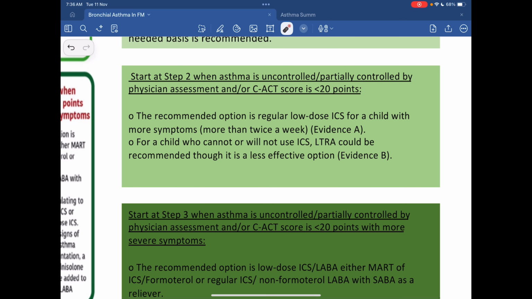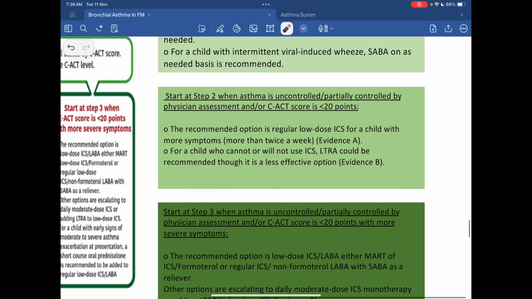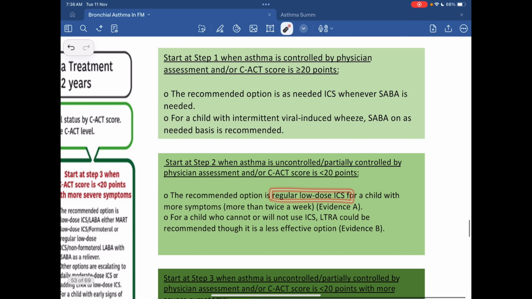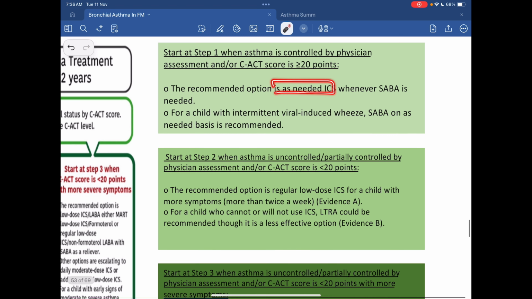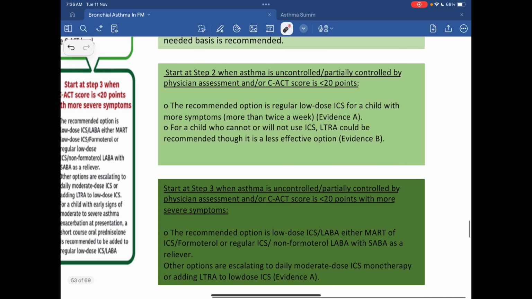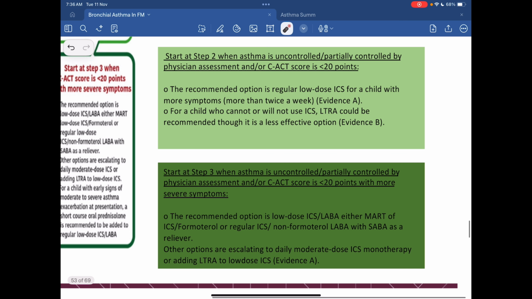The recommended option is regular low-dose ICS for a child with more symptoms. يعني عنده more symptoms نقول step 2 ونعطي regular low-dose ICS على عكس هذا اللي كان as needed. نقدر نستخدم the leukotriene receptor antagonist as an alternative even though it is less effective.